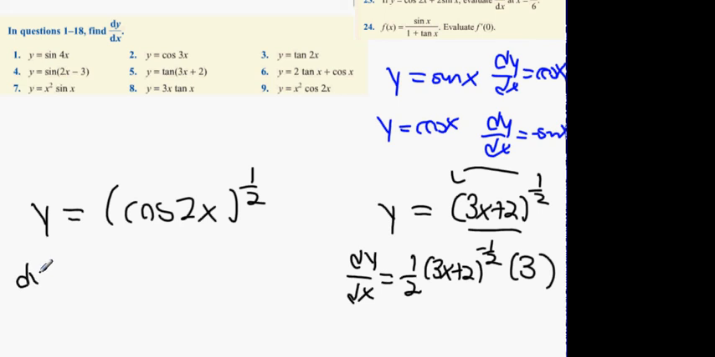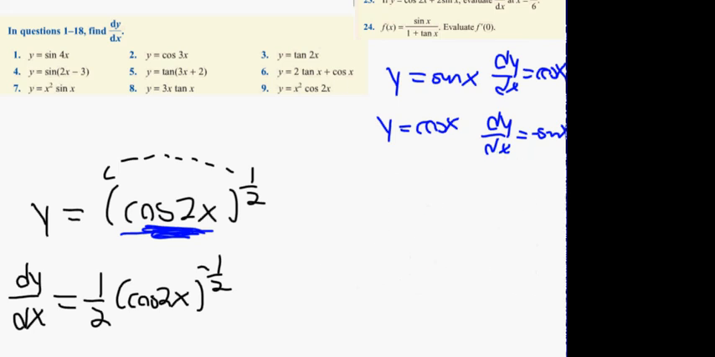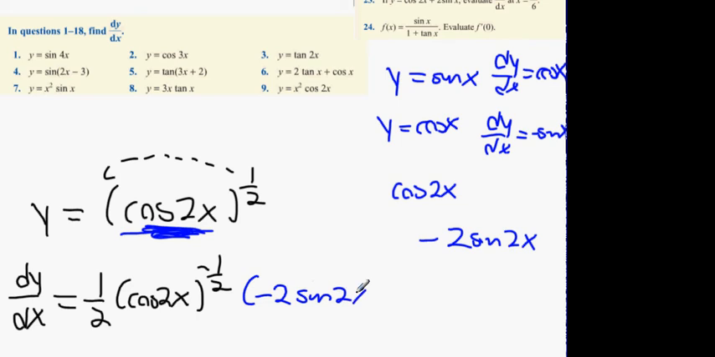Okay. Bring the half to the front. Connor, bring the half to the front. What happens? A half cos 2x to the power of minus a half. But you also have to differentiate what's in the brackets. So how do you differentiate cos 2x? Alright, cos 2x is going to change into minus sine 2x. Differentiate this, you get 2. Minus 2 sine 2x. Okay? And this is number 18, correct?